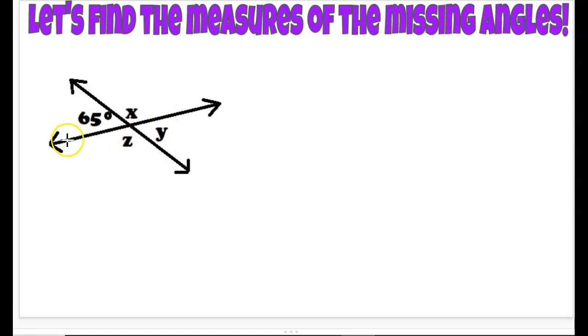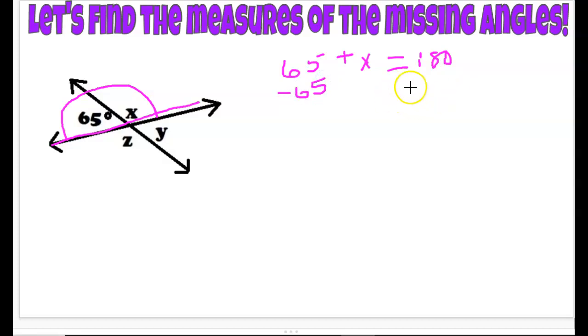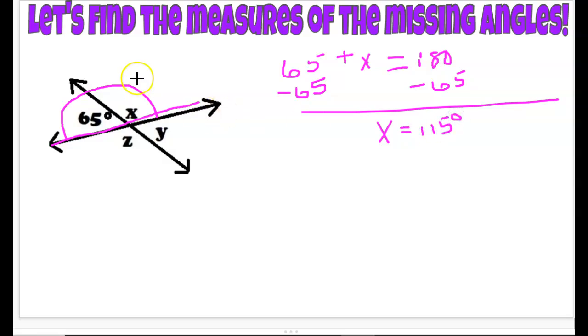How about this? If you look at these two angles, they should add up to 180 because they make a straight line or a straight angle. So 65 plus x, that's an x, gives me 180. Okay, now to get x alone, I have to subtract 65 from both sides. X equals 115 degrees.